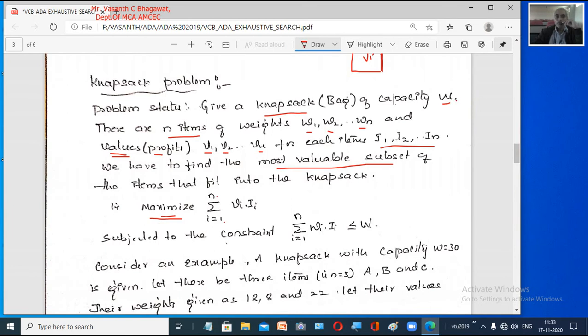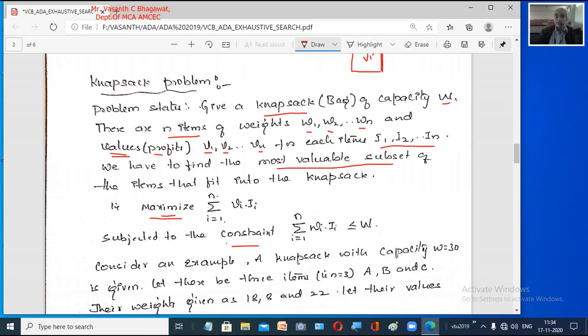Vi is the value or the profit associated, and capital I is the item. For i equal to 1, how much is the profit of the first item, plus if you select the second item how much is the profit. The profits are given to us. Similarly, if you select the fourth item, how much is the profit. So you are going to maximize the profit subject to a constraint. What is that constraint?